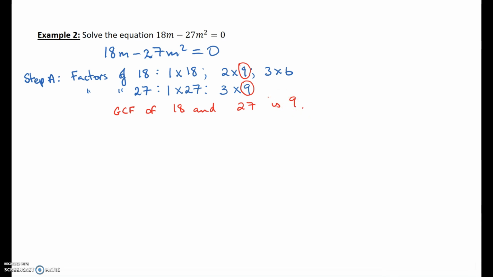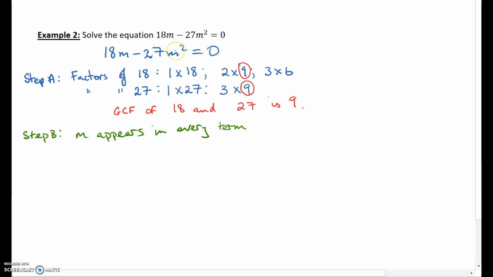Move on to step B. Step B is to write out any letter that appears in both and the smallest part of that letter. Well, m appears in every term. Obviously not the 0 term, but we're not interested in that. We're talking about the terms on the left hand side. The smallest part of m that's there is just m. We have an m and an m squared, so the smallest part is m.